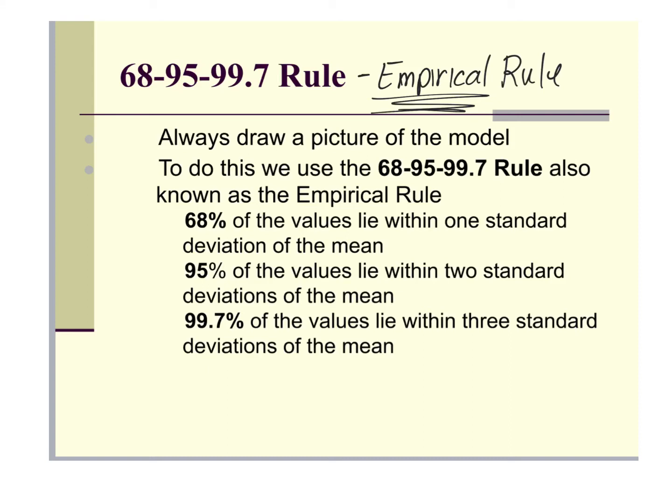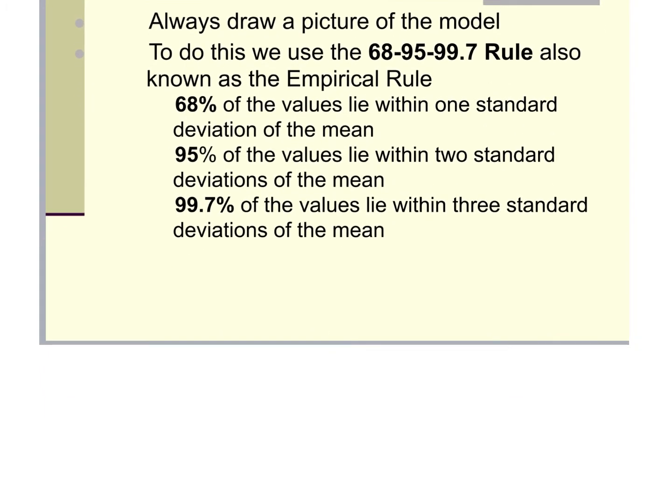So the 68, 95, 99.7 rule is also called the empirical rule. We use this to draw a picture of the model. Remember, it's a curve that looks like this. That's really a bad one.